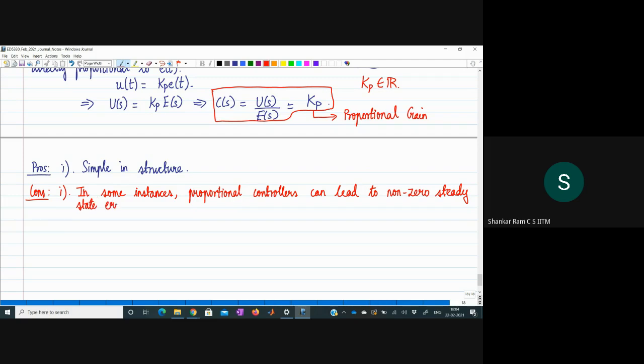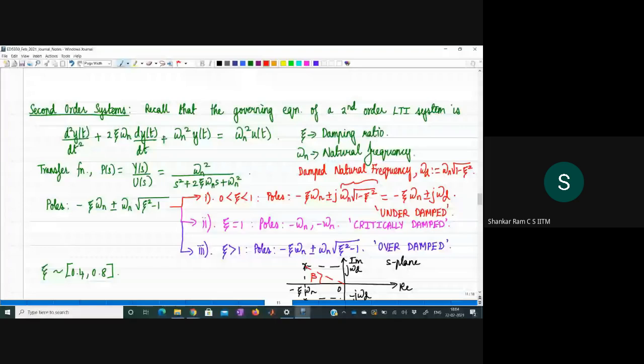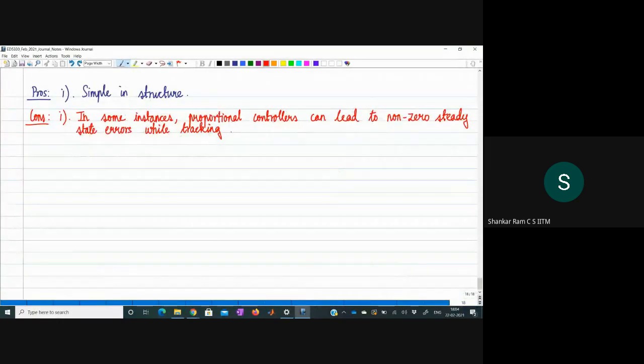Steady state error while tracking, or while following even constant inputs. Constant reference, sorry. While tracking constant reference inputs, we look at such cases as we go along. So this is a limitation, not always, but in some cases.